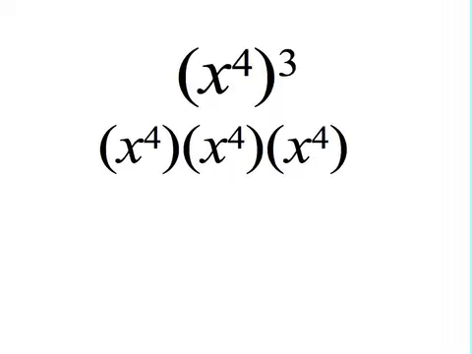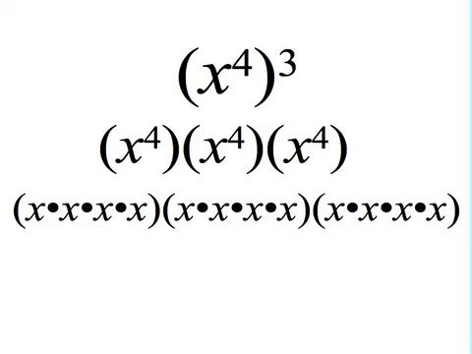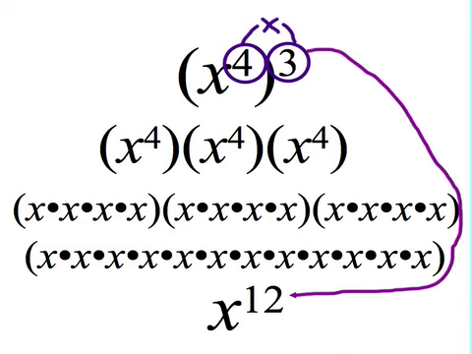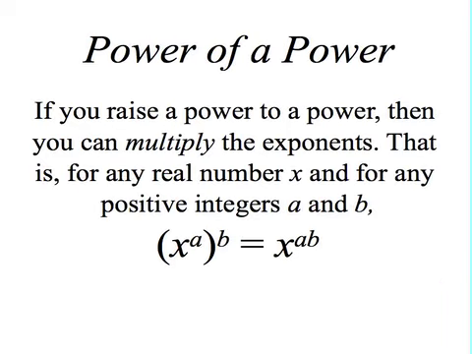We know that this means x to the fourth times x to the fourth times x to the fourth. Then we know that each one of those can be rewritten as shown. And then the associative property allows us to group them all together. We count them, we get 12. Then we look back at those original 2 numbers, the 4 and the 3, and of course, 4 times 3 is 12. And that leads to yet another rule, the power of a power.